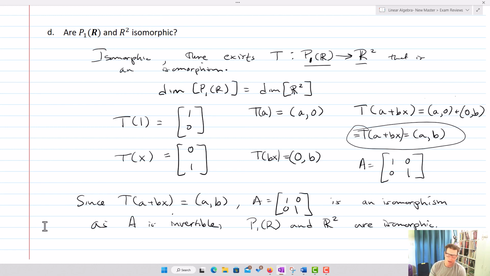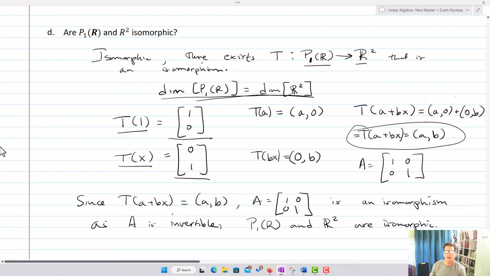So what did we do? We took our standard basis vectors in P1R and we turned them into the standard basis vectors in R2. We could do that because the dimensions of the two spaces were the same. So what you do is you take the standard basis vectors in the input space, the domain, and you set them equal to the standard basis vectors in your codomain. Then you can construct a transformation from there.